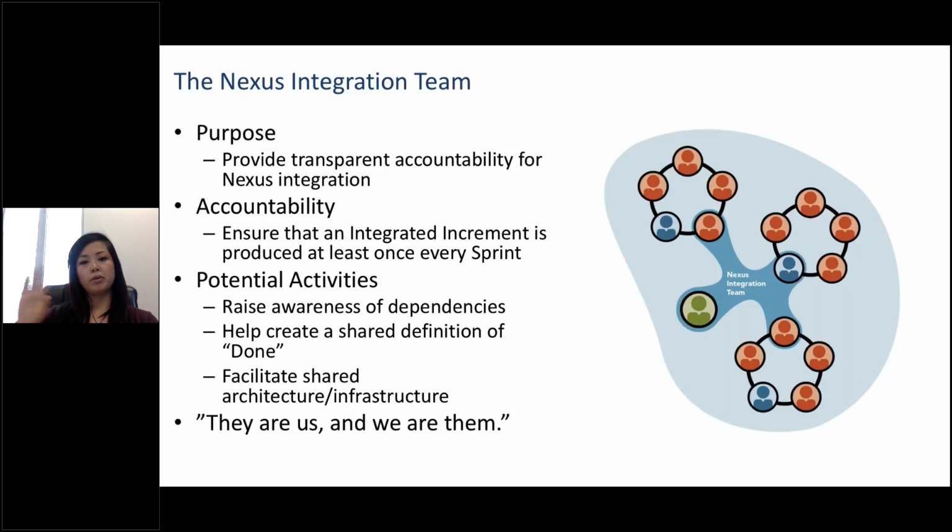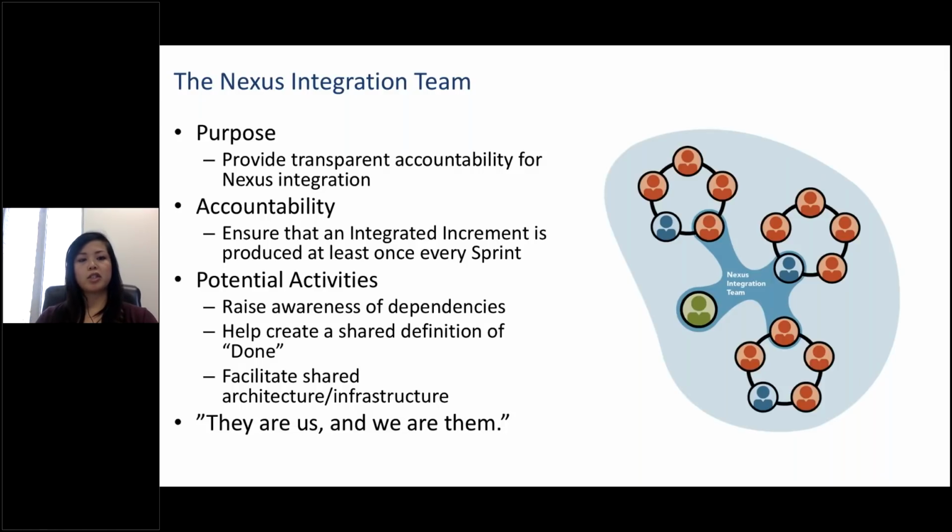Now, besides the product owner role, those other people can change because what they're doing is coaching and helping the teams, right? So in terms of accountability, they're looking at integration, but they're also really raising awareness of dependencies. They might be doing things like creating a shared definition of done or facilitating shared architecture infrastructure. But the idea is that we're getting that representation from everyone, and then they are us and we are them. That's actually a quote from a professional Scrum trainer named Rob Mayer that I loved because it's talking about how do we get some sort of representation that maintains and preserves the bottom-up intelligence that we have from the team.